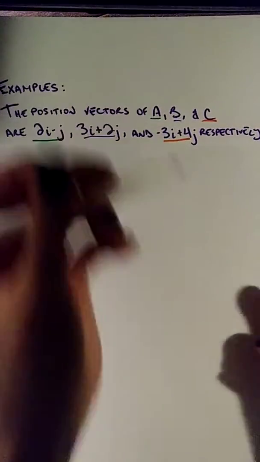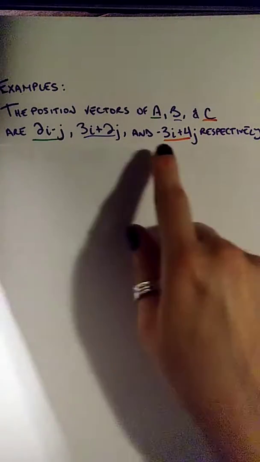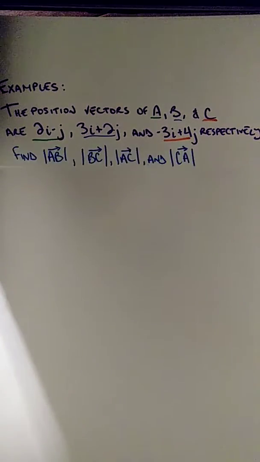So the first one they mention is going to be the first letter of the alphabet. The second one they mention is going to be the second letter of the alphabet, and so on and so forth. So here are our position vectors, A, B, and C, and we're going to be asked to find all sorts of things about them.